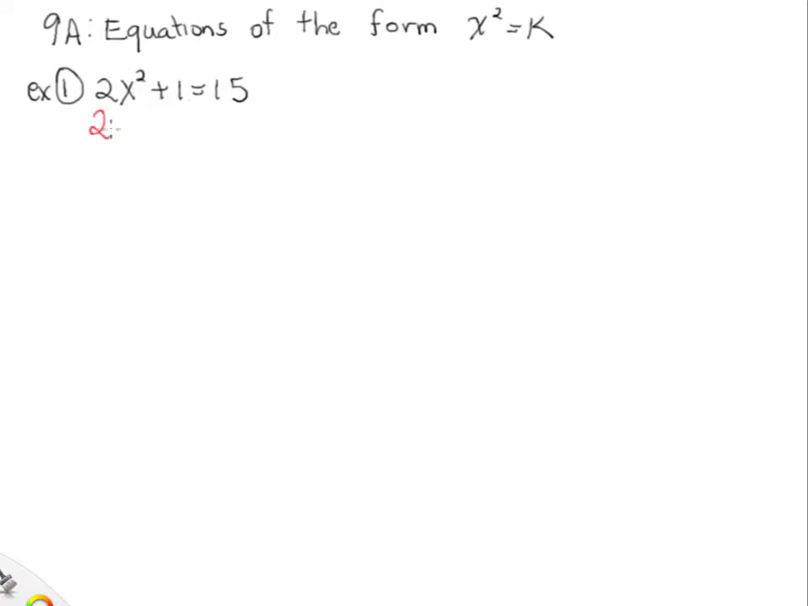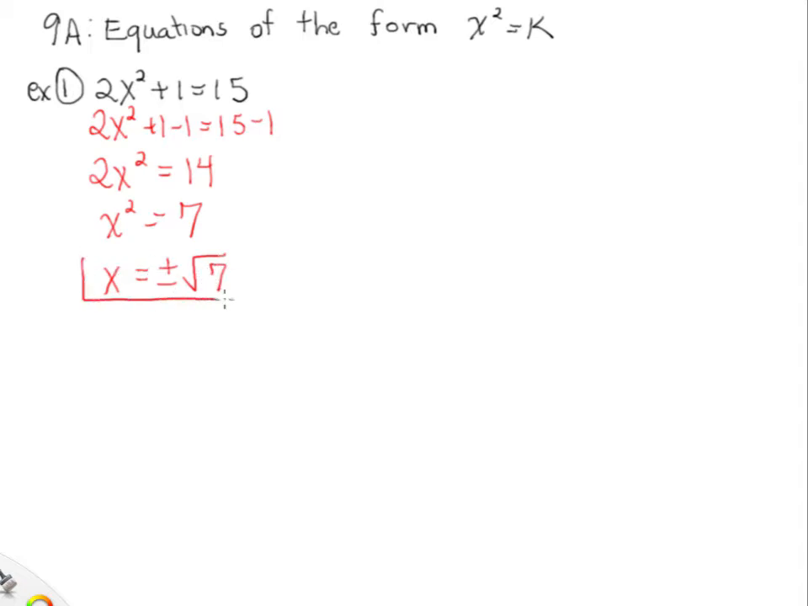I'm dealing with the addition first by subtracting 1 from each side of the equation. And now I'm multiplying x squared by 2, so that means I need to divide each side by 2. And now I need to worry about the exponent. Well, the opposite of squaring something is taking the square root. Don't forget the plus or minus sign, because negative square root of 7 squared and positive square root of 7 squared both equal 7.